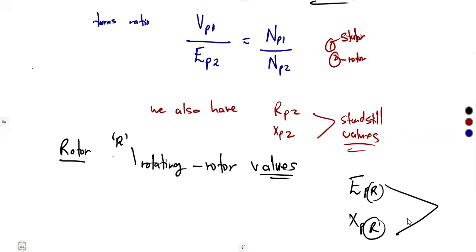How do we get these values? In order for us to get these values, we multiply our rotor values at standstill by slip. Multiply the 2 by S. This is what I'm trying to say. Remember, 2, those are standstill values. So we are saying multiply standstill values by slip. If you multiply anything that is in standstill by slip, you obtain what?